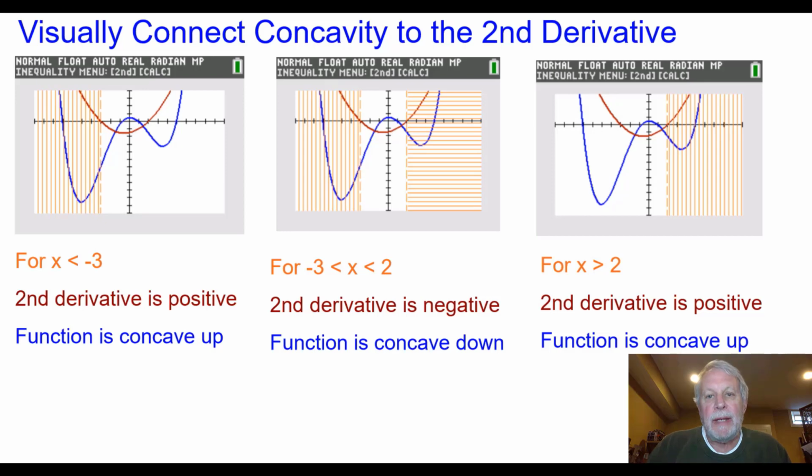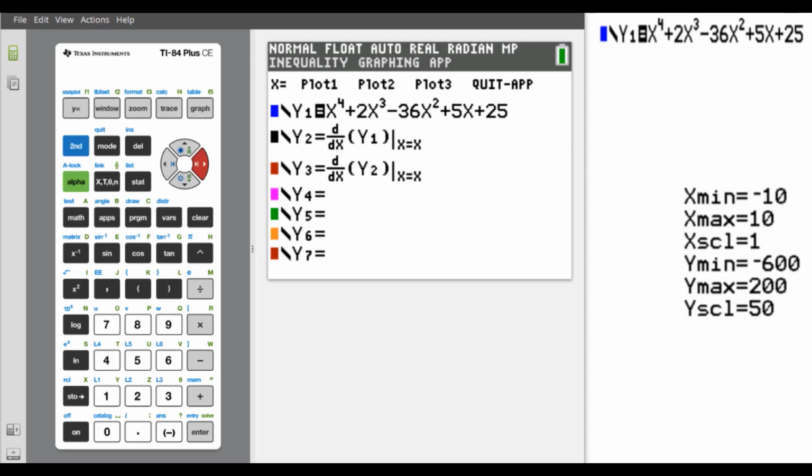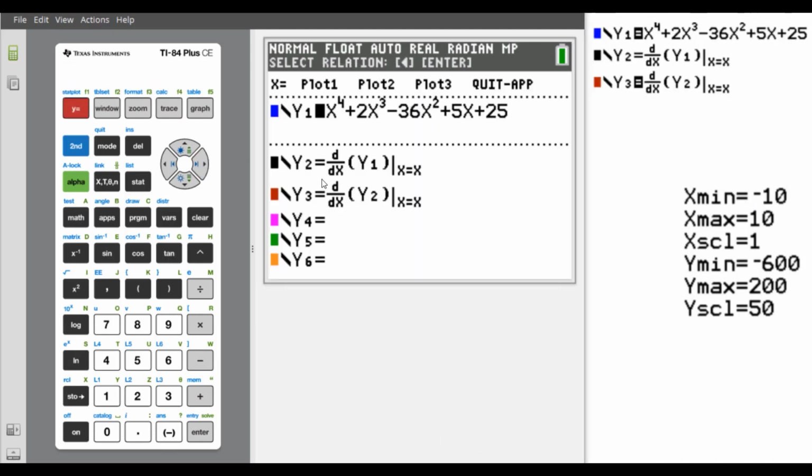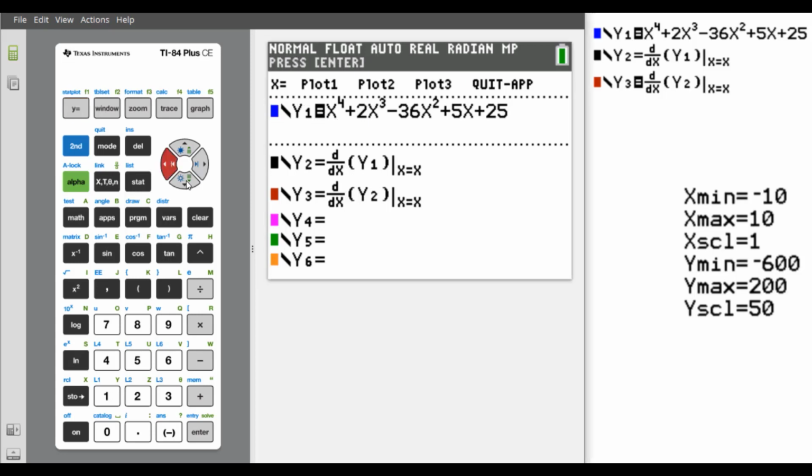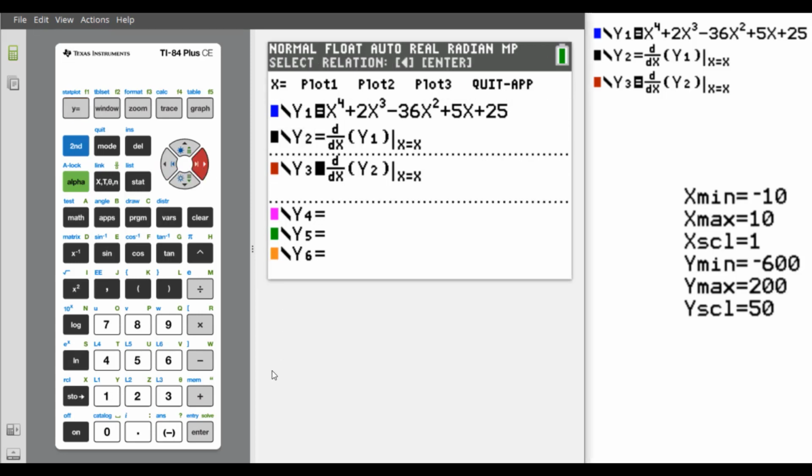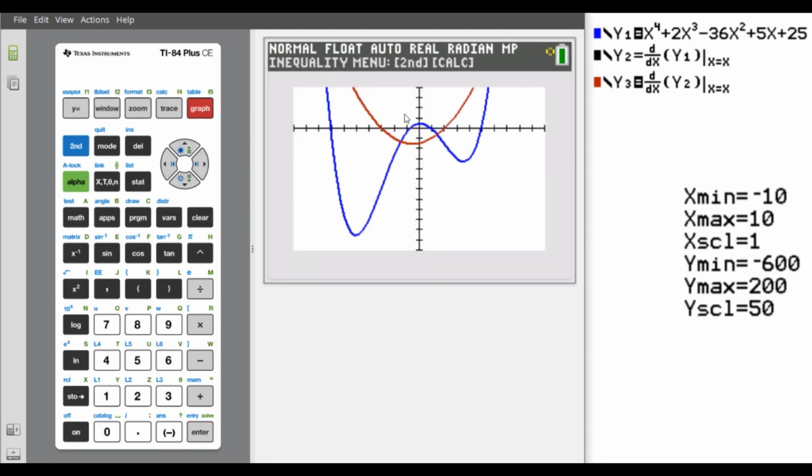Visually connect concavity to the second derivative for deeper understanding. Let's go ahead and graph the function in blue using this window. In y2, we'll get the derivative of y1, and y3 will get the derivative of y2, which is the second derivative. So I will turn on just the second derivative, not the first derivative, and graph that in brown.